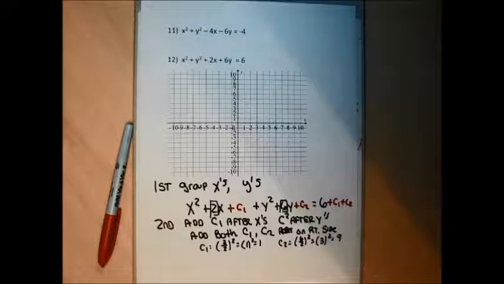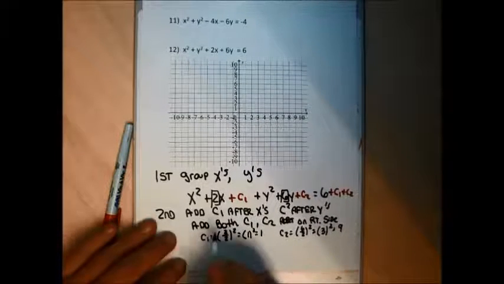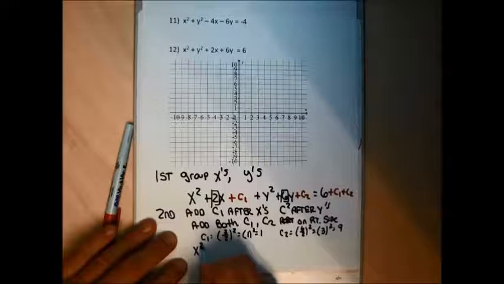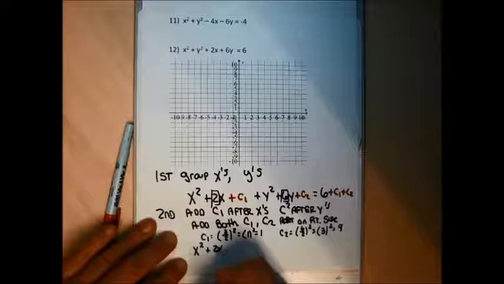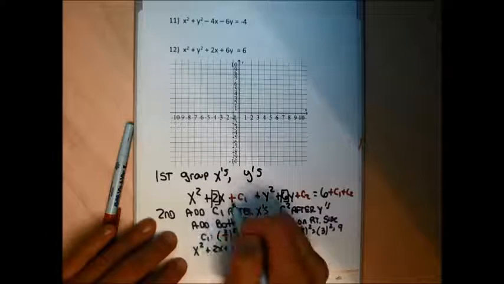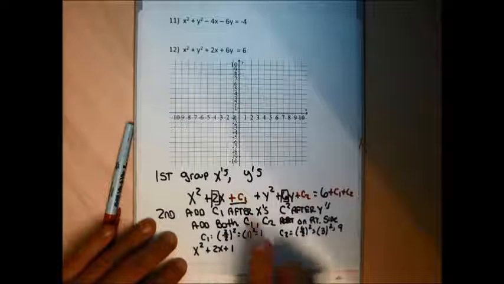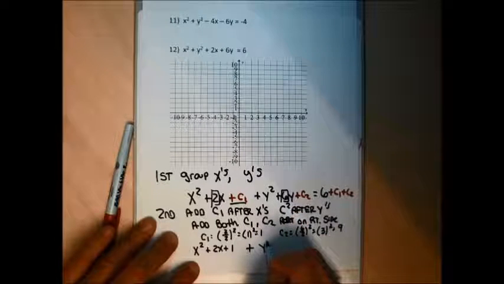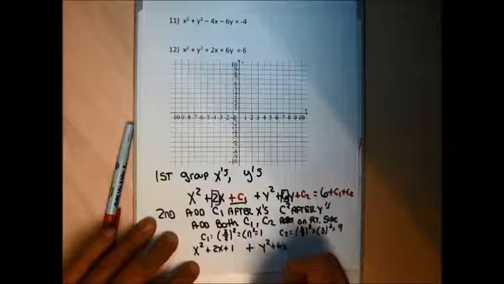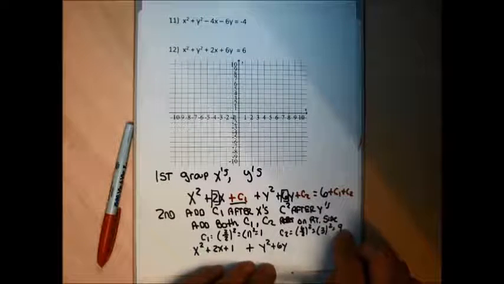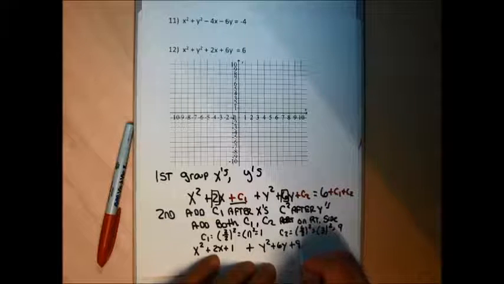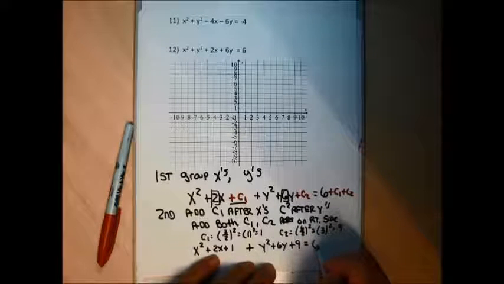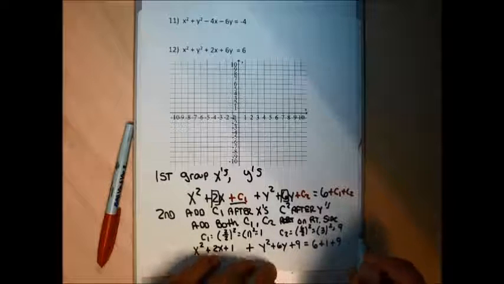So now I'm going to change the C1 and the C2 and get this to be x squared plus 2x plus 1. That's changing the C1 to a number. Bring down this plus sign. Bring down the y squared plus 6y. Change the C2 to 9. And on the right-hand side, it's 6, and then plus C1 for 1, plus C2 for 9.